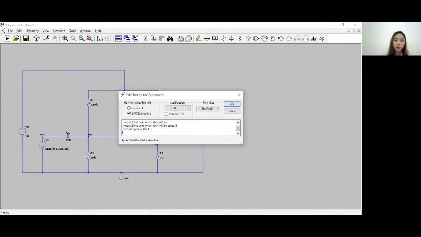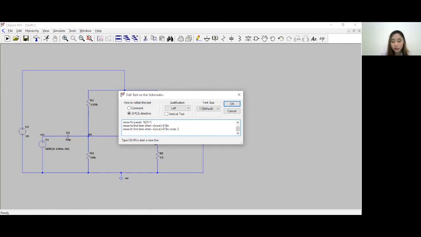And then again, we will use this. We will copy and paste. But this time, we will use TA, and instead of input voltage, we are going to use voltage output. And then we are going to copy paste it again, but this time, we are going to use TB and voltage output. And we will add cross 3.